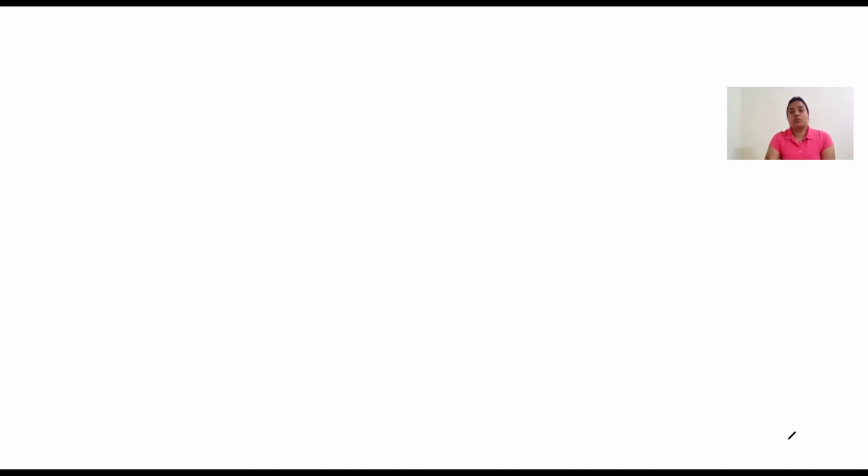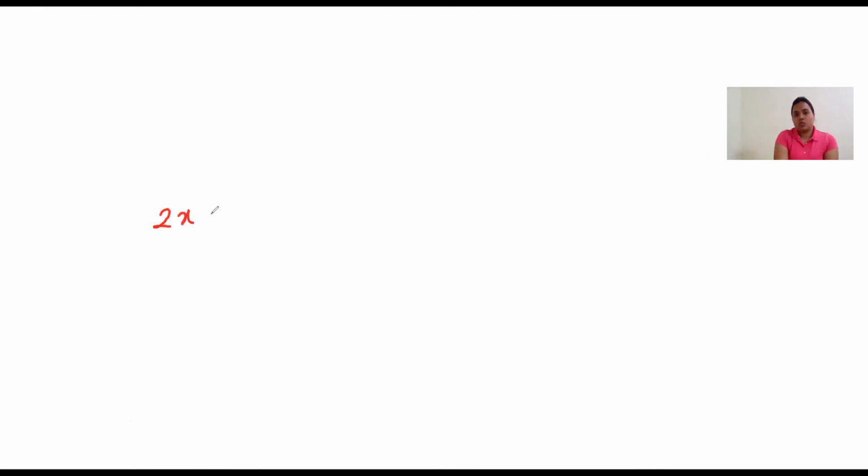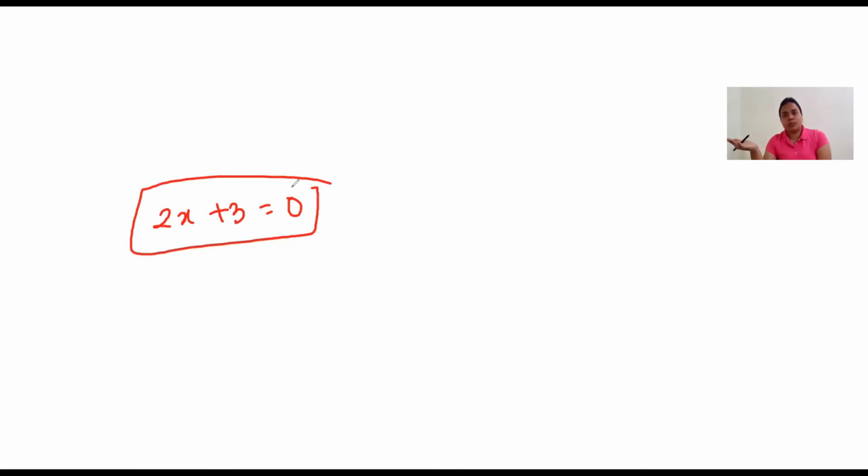Now we'll learn about the zeros. What do you mean by the zeros of the polynomial? Zeros means the value of x or any variable that is given there. Suppose it is 2x plus 3 and I have to find the zero of this polynomial. It means I have to find the value of x such that when I substitute that value of x, I'll get 0. Suppose my equation is 2x plus 3 is equal to 0. How can I find it? I have to substitute a value of x over here so that I can get 0.